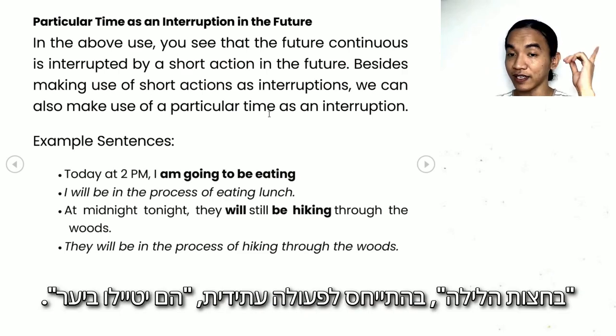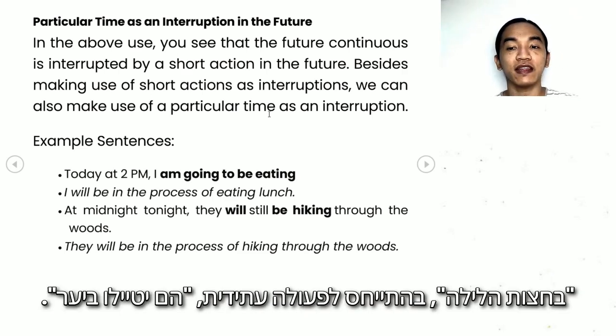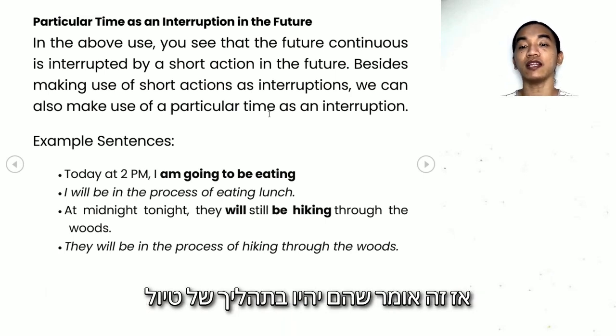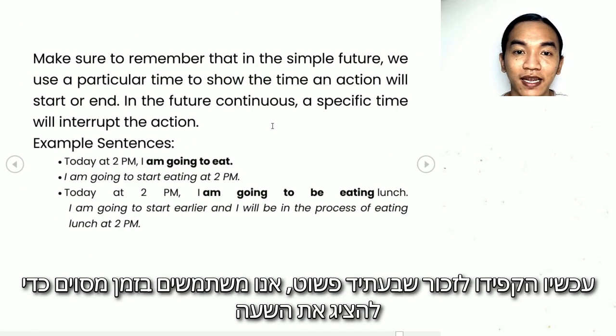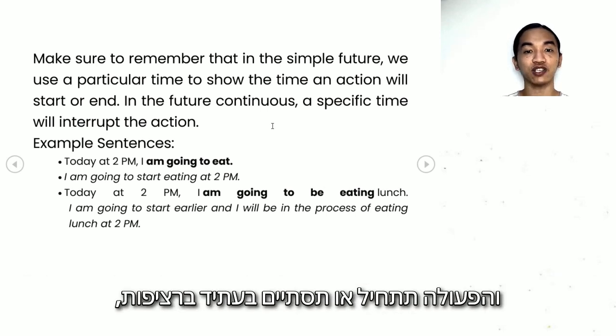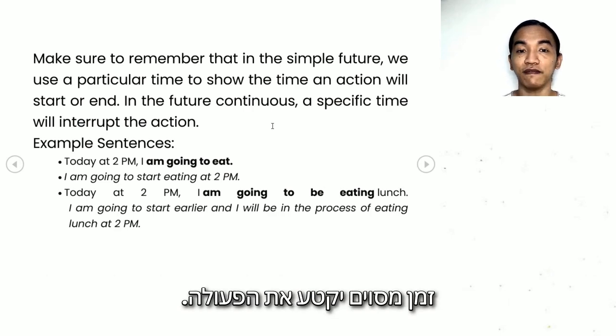At midnight tonight, referring to a future action, they will be hiking through the woods. So it means they will be in the process of hiking through the woods by that time or during that time, okay? Now, make sure to remember that in the simple future, we use a particular time to show the time an action will start or end. In the future continuous, a specific time will interrupt the action.